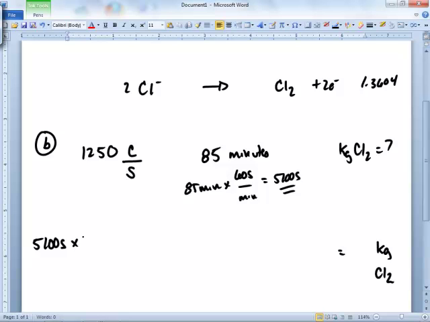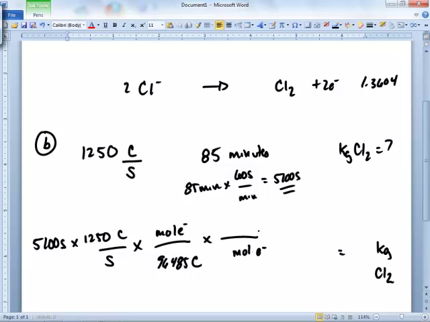So my first conversion factor would be to get it into coulombs, because I know a mole bridge from electrons into moles of chlorine. So I've got to get into electrons first. That's where that Faraday constant comes in. 96,485 coulombs in a mole of electrons. Now here's my mole bridge: moles of electrons to moles of chlorine.